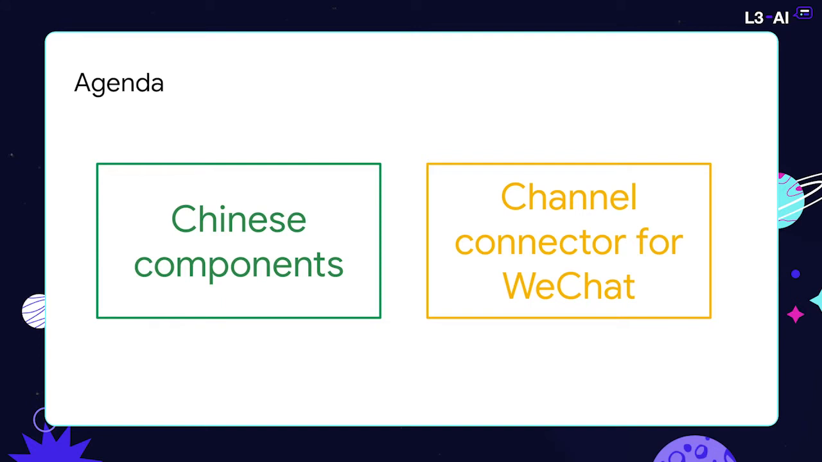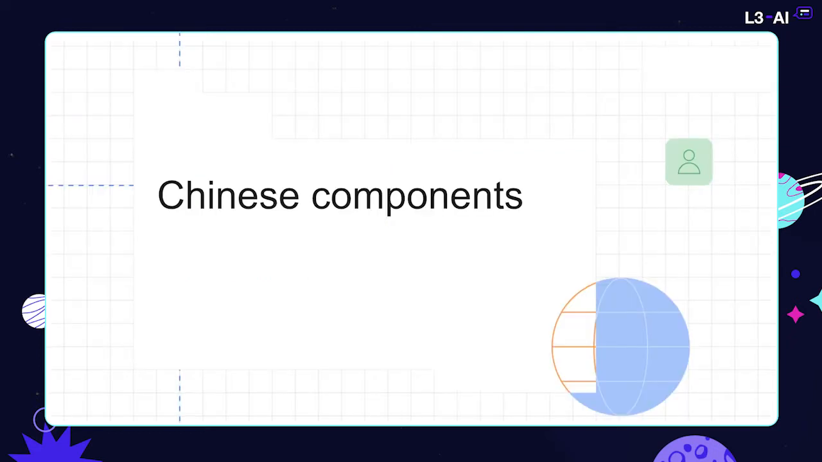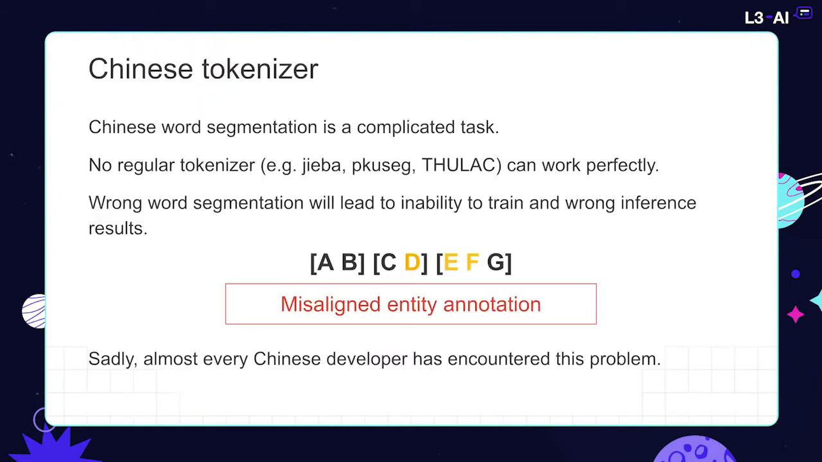Today, I will talk about two things. One is Chinese components, and another is channel connector for WeChat. Let's start with Chinese components. We'll focus on Chinese tokenizer because Chinese word segmentation is complicated and no tokenizers can work perfectly.